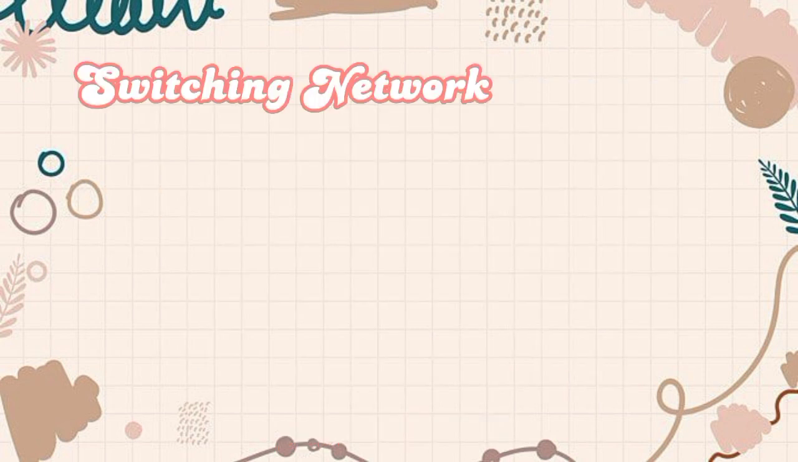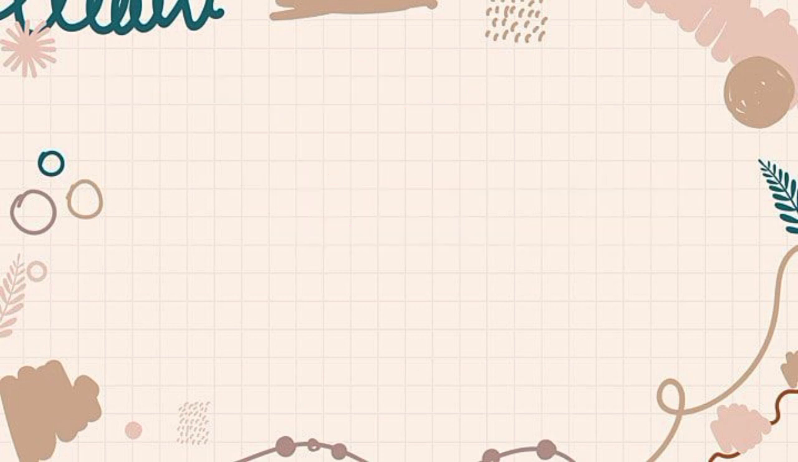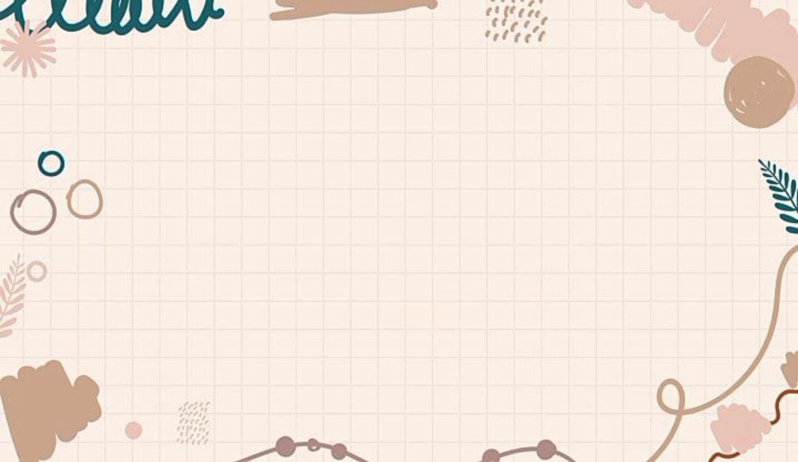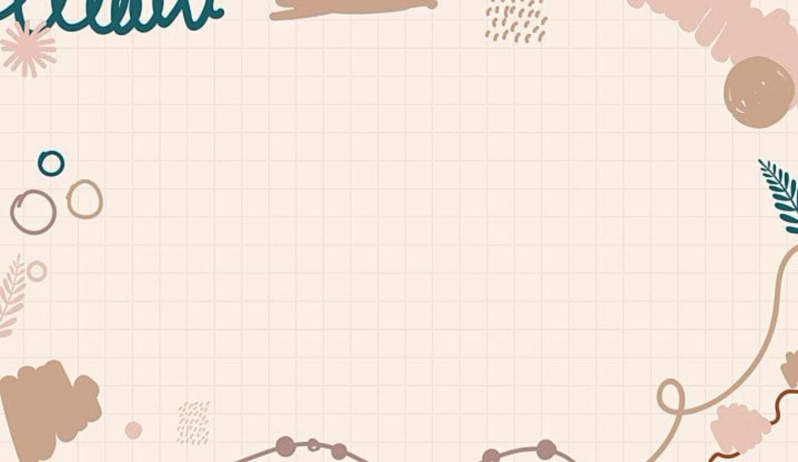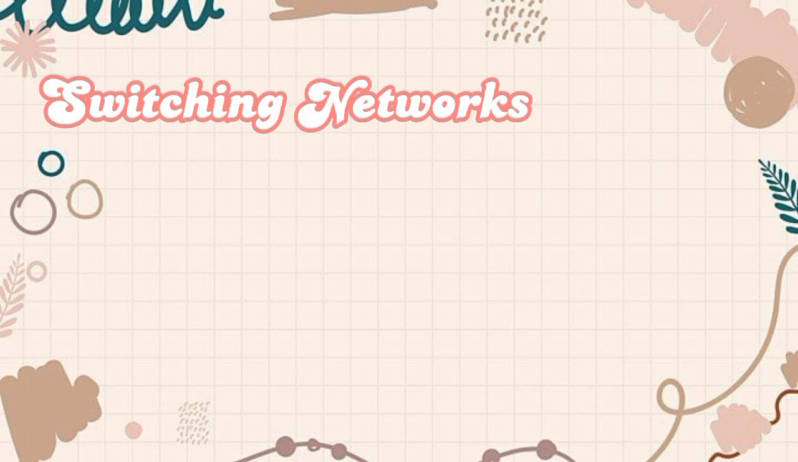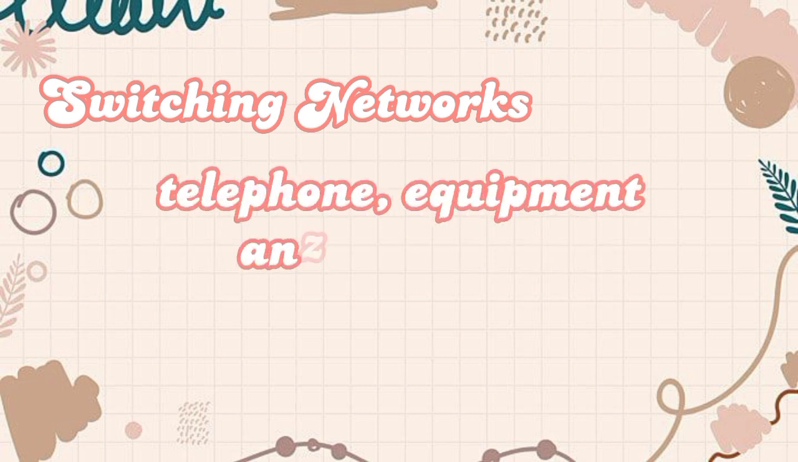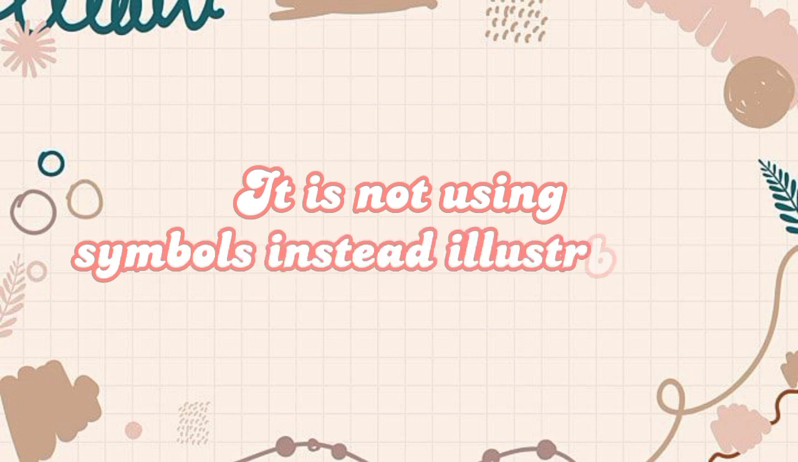A switching network consists of wires and switches that can open or close. As you can see here, there are two horizontal lines which represent a wire, and between them is the P, which is the switch that can be open or closed to control when to turn the lights on or off. Switching networks are used in many electrical appliances, telephone equipment, and computers. It is not using symbols, instead illustrations.